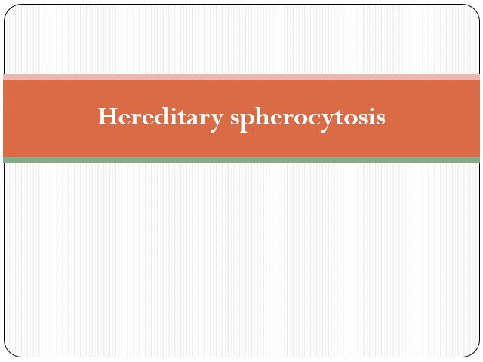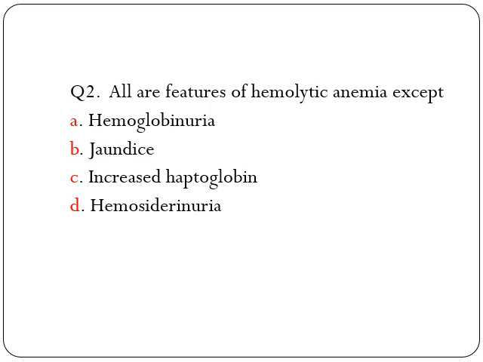Hello everyone. In continuation with the last class topic that was hemolytic anemia, today we will be seeing about hereditary spherocytosis. Before we jump into the topic, let us discuss a bit about the question I posted in the last video. That was, all are the features of hemolytic anemia except hemoglobinuria, jaundice, increased haptoglobin and hemosiderinuria. Among these four options, which of the following is not true in this case?